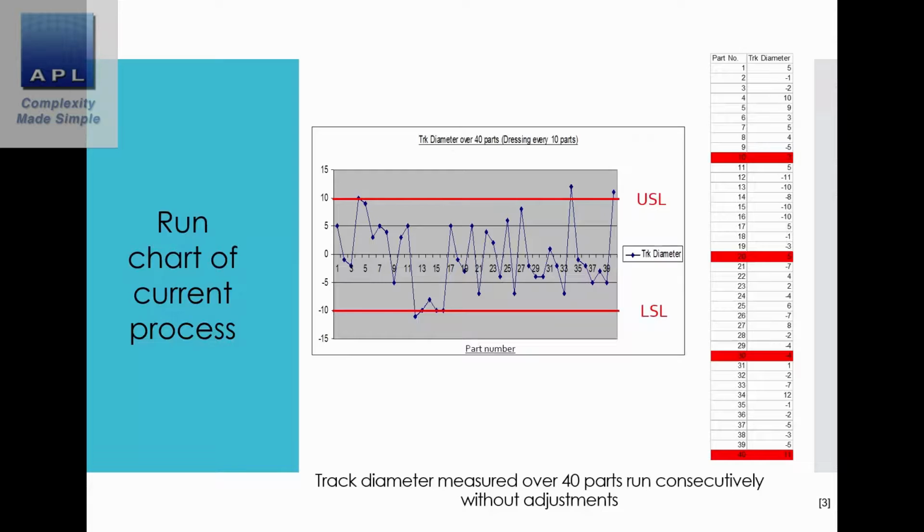So here is the current performance. Here's the graph I've just drawn on the board. So here's the idea of chaos. The process is going above and below the tolerance, swinging around wildly. Now this graph is 40 consecutive parts, but it does involve the dressing cycle every 10 parts. So that variable is in this graph. But this really is as good as this process can ever be.